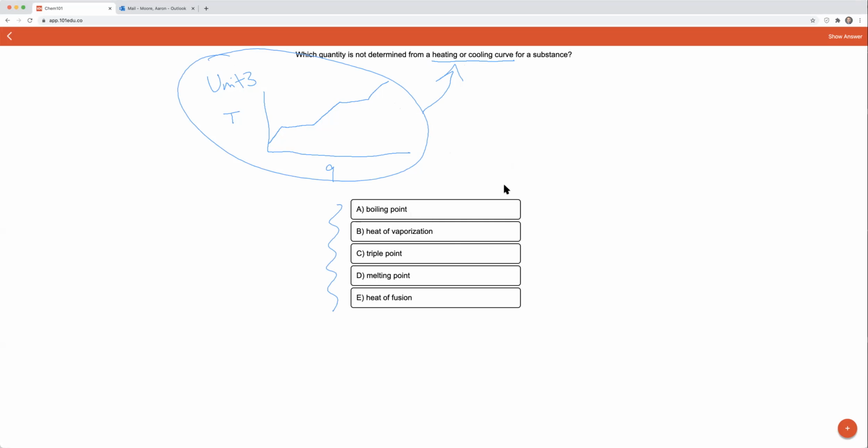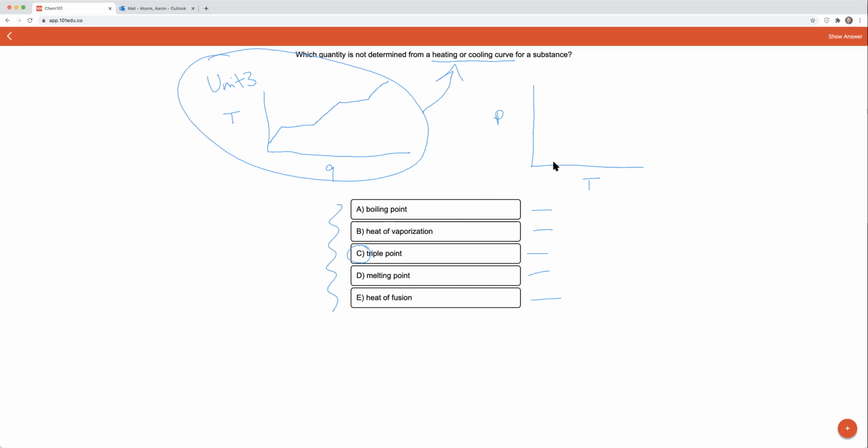And what you want to do, if you haven't done Lesson 3 yet, is go back and look for these different terms and see which ones show up on the type of curve that we learn about in Lesson 3, but are not in this type of curve right here, okay? And what you'll see is it's the triple point, because the triple point comes from a curve called a phase diagram, and that's where we plot pressure versus temperature.